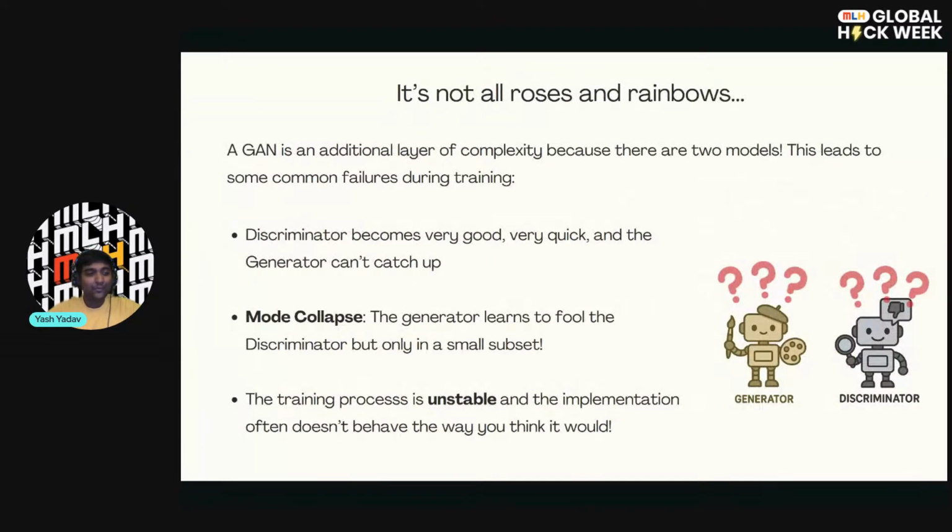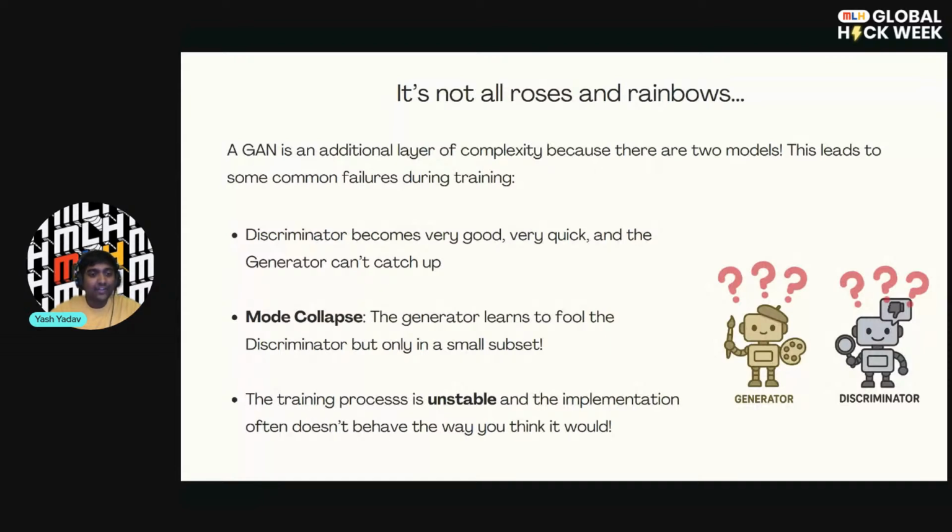So now we are almost at the end of our stream. We're going to address a few problems. Like, great, generators work awesome, GANs work awesome. Why don't we use them everywhere? There are a few problems that happen. First is that if the discriminator becomes very good very quickly, the generator can't really catch up. I'll talk a bit about this in the next slide. But essentially, if the discriminator is really good, the generator just doesn't know in which direction to improve to get better.